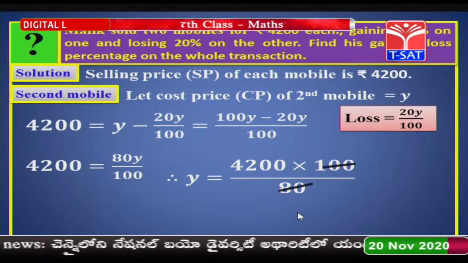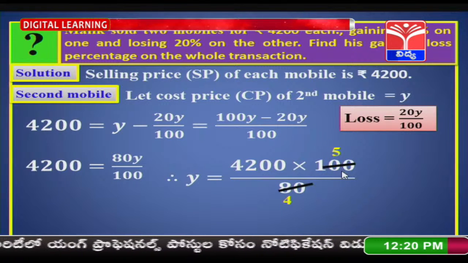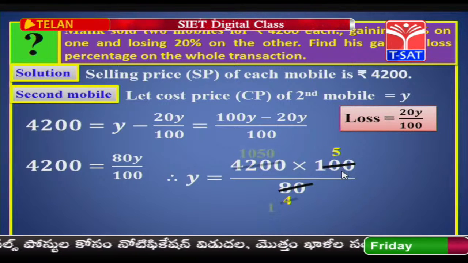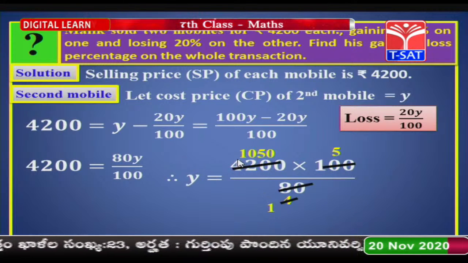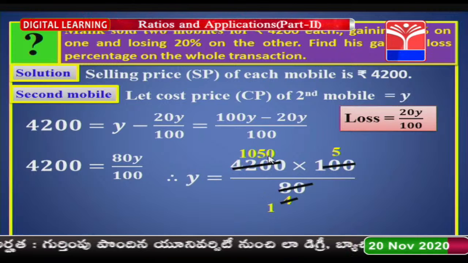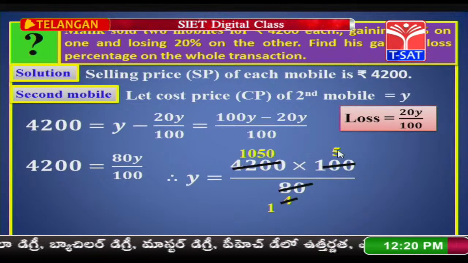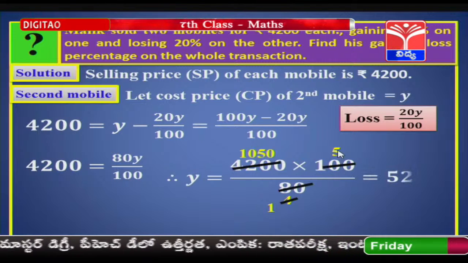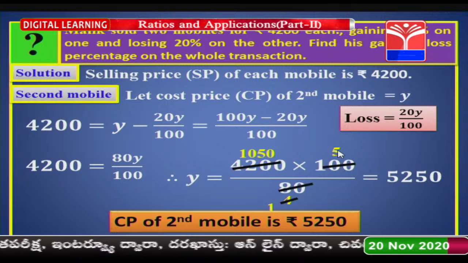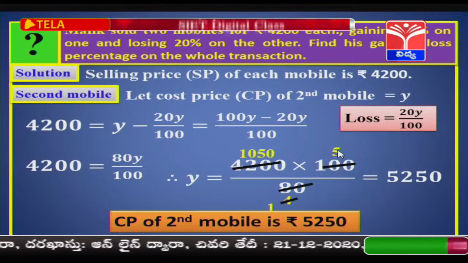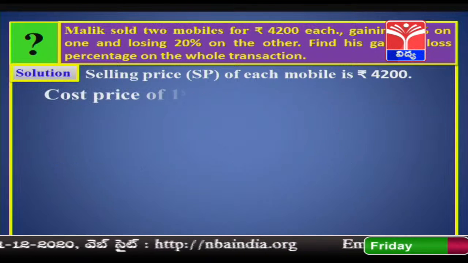Again on simplification, so 20 goes 4 times in 80, whereas 5 times in 100. Again on simplification, 4 goes 1 time here, and in 4200 it goes 1050 times. Now, what is left, children, here? 1050 into 5. So, what do you get? Yes, we get 5250. This is the cost price of the second mobile, which is 5250.